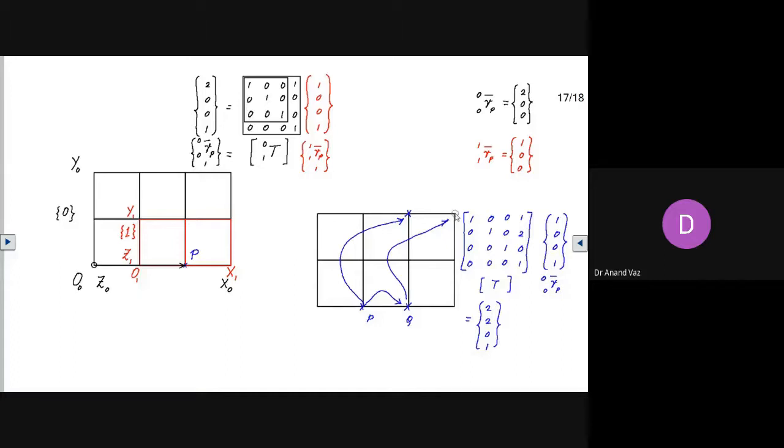Got it? So P will come to this location P dash, Q will come to this location Q dash. And how have you achieved it? By operating the respective position vectors of these points with this transformation. So the transformation matrix can be used to translate the location of these points. So the vector PQ has got translated to P dash Q dash over here. Is it clear? So this is one thing.